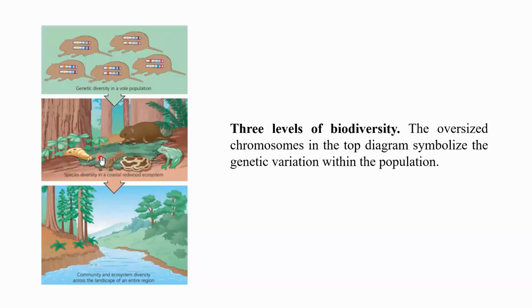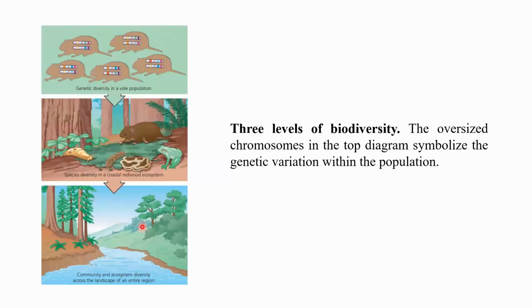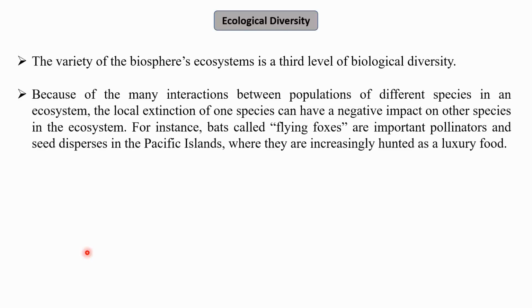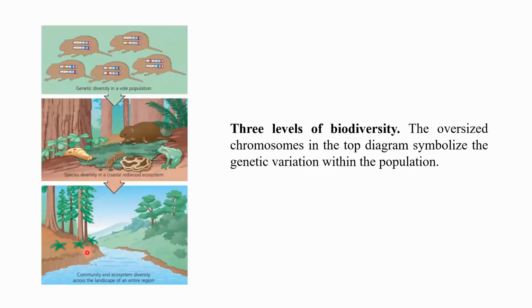The next is the species diversity in a coastal redwood ecosystem, where different types of species are present. The third one is the community and ecosystem diversity across the landscape of an entire region. So these are the different levels of biodiversity, and most of the biologists talk about the diversity at the species level. Most of the public awareness programs are functional at the level of species diversity, and about what is the need to prevent the loss of these species.